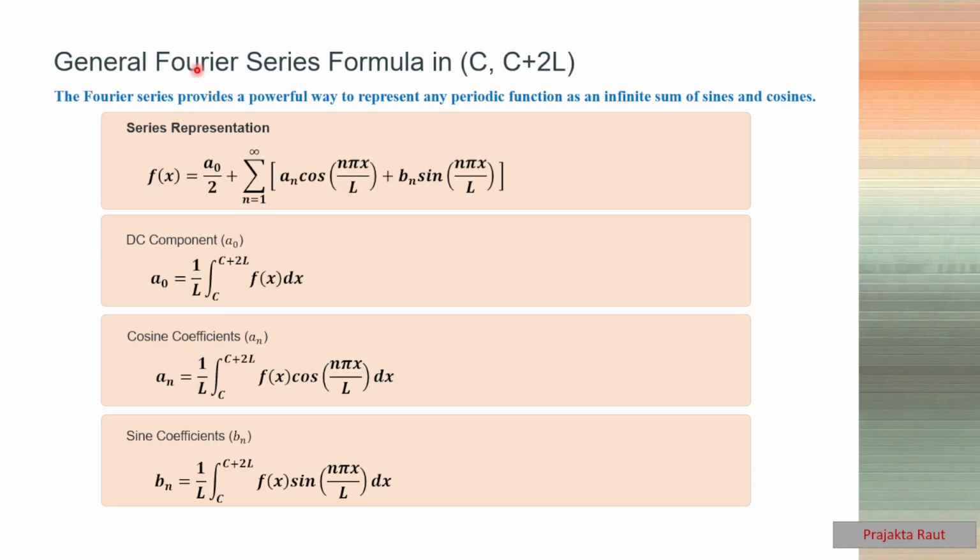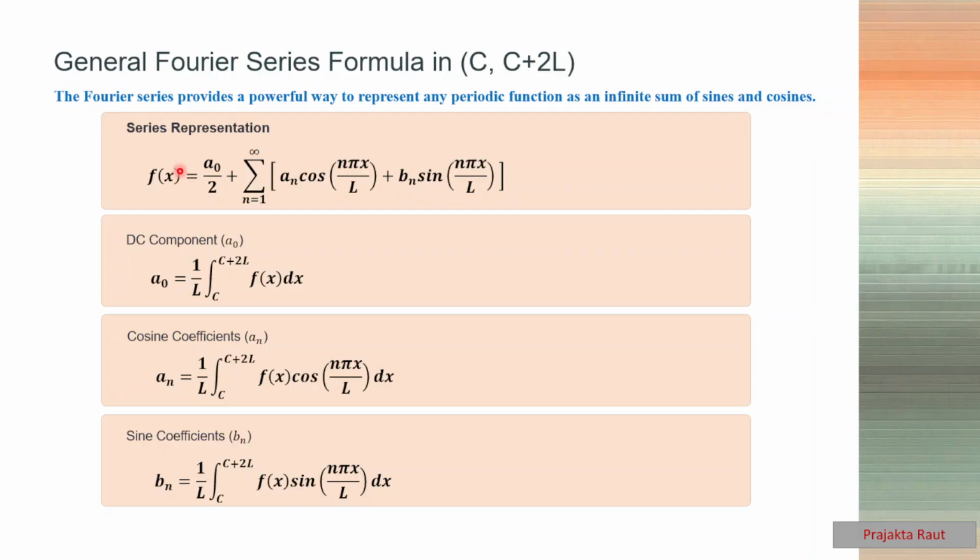Now let's move to the actual formula of the Fourier series. Here we can see the general Fourier series formula, where the interval is (c, c + 2l). Suppose (c, c + 2l) is the given interval and we have to find the Fourier series. As we have just discussed, the Fourier series is nothing but the representation of the function as an infinite sum of cosines and sines. See the formula of the Fourier series: f(x) = a0/2 + summation n running from 1 to infinity of [an cos(n pi x / l) + bn sin(n pi x / l)].